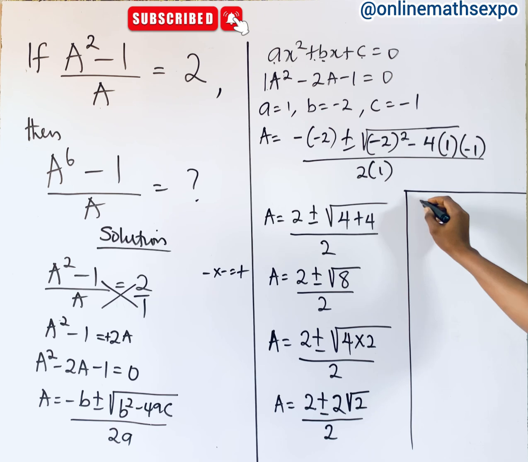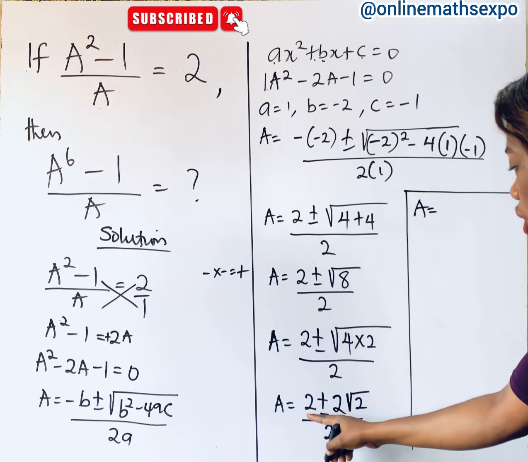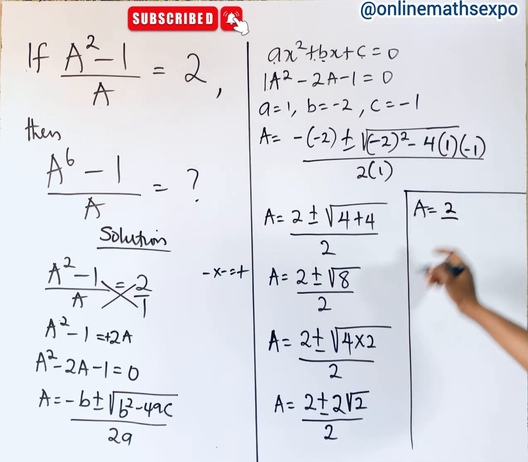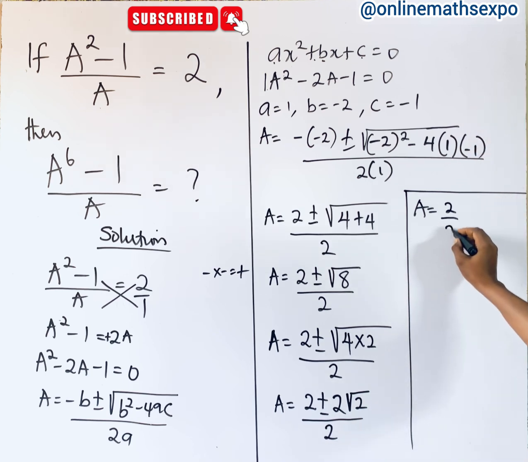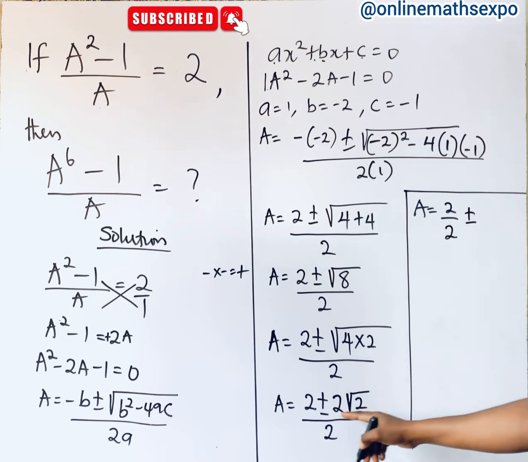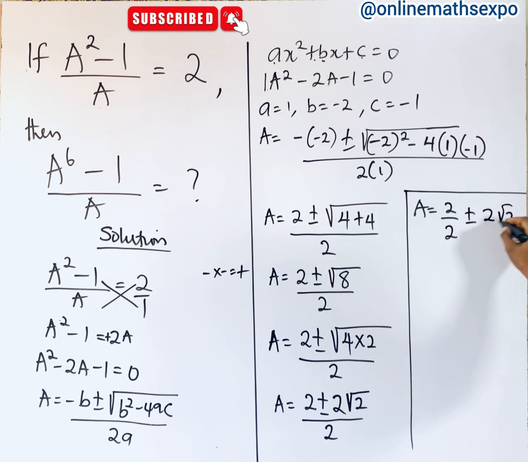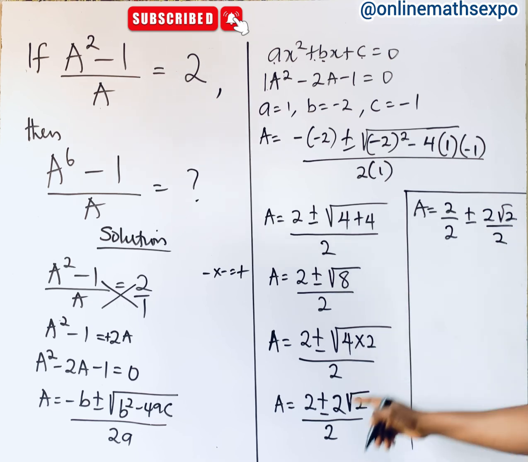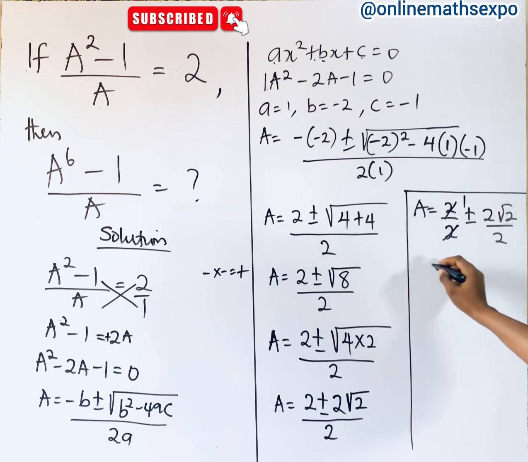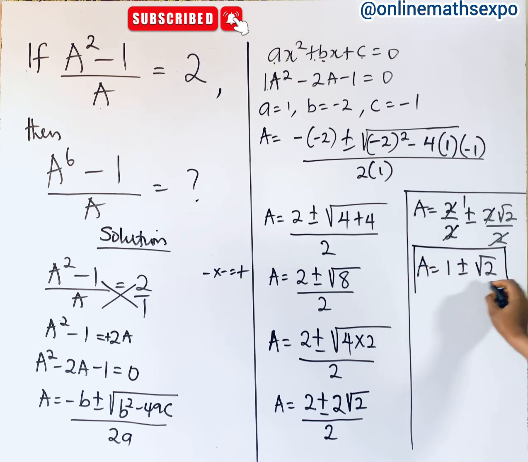So we are going to factor it out to now have 2. Remember, this can be split to be 2 divided by 2 plus or minus 2 root 2 divided by 2, because the denominator is 2. So we can cancel out. Here is 1. So a is 1. Cancel this, we are having plus or minus square root of 2.